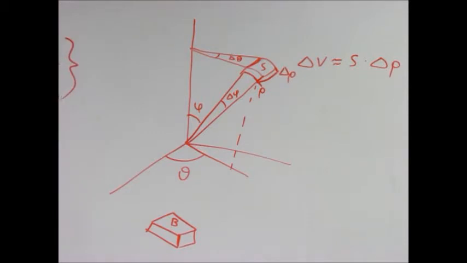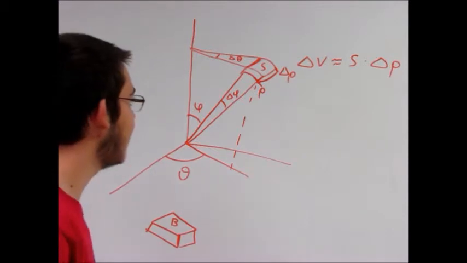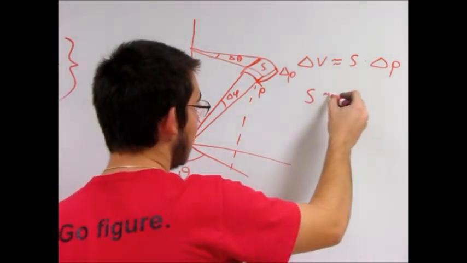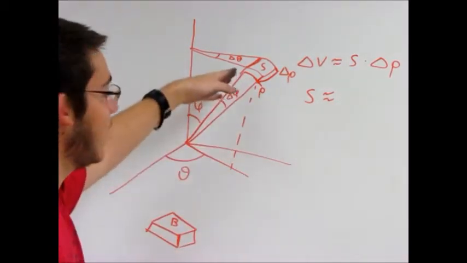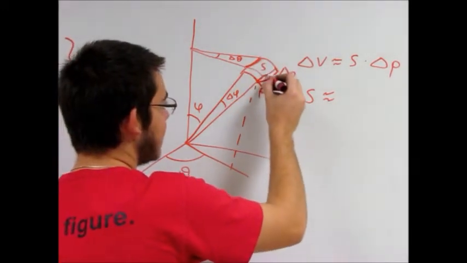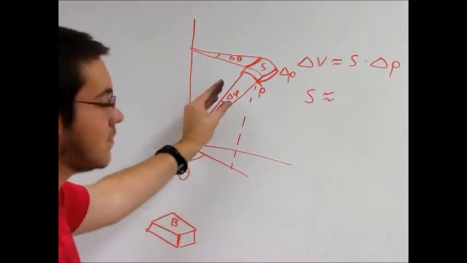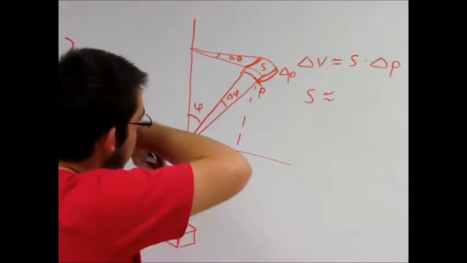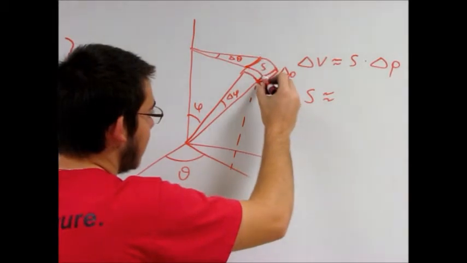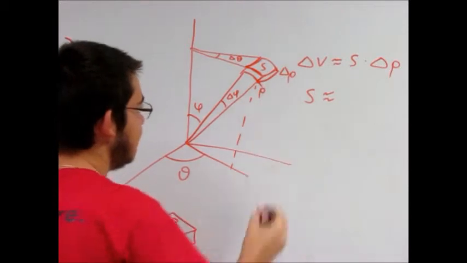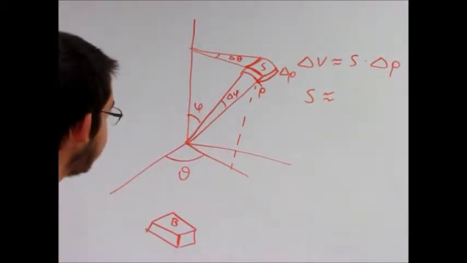Well, it looks sort of like a rectangle itself, and we can approximate this one as well. S can be approximated by this length and that length. This arc length right here is not exactly the same as this one, but as delta phi gets smaller and smaller, they will get closer and closer. Similarly, this arc length will get flatter and become approximately a straight line as these get smaller and smaller.